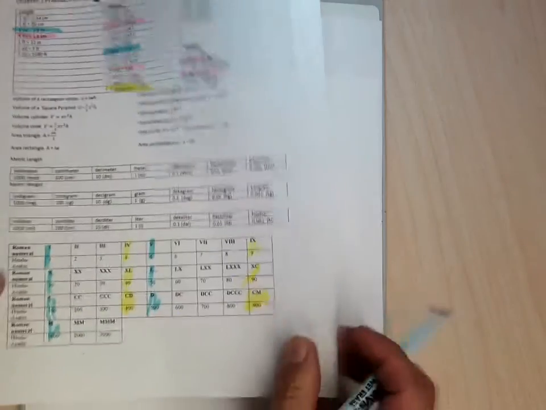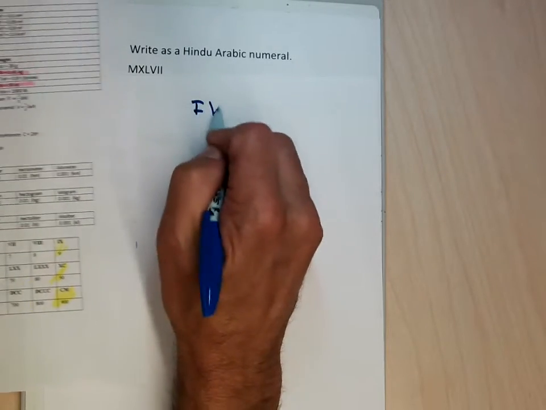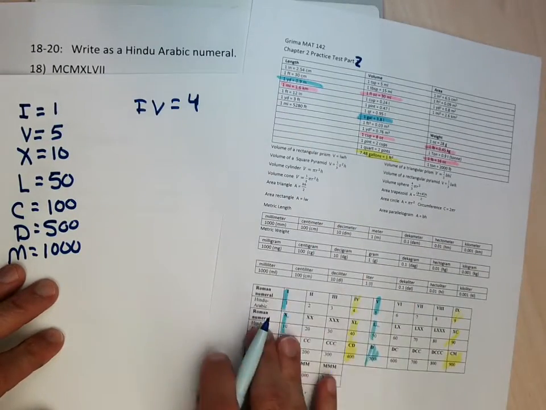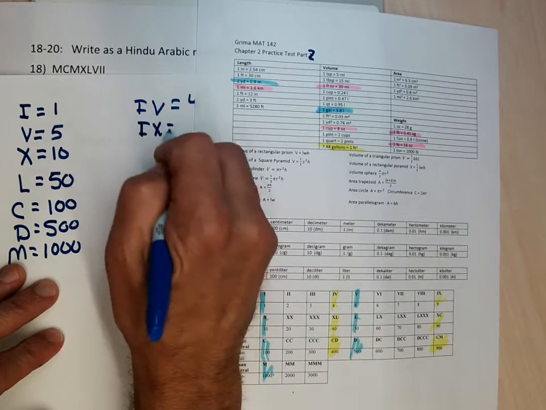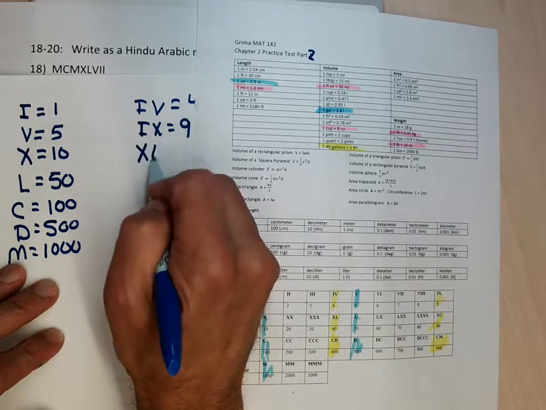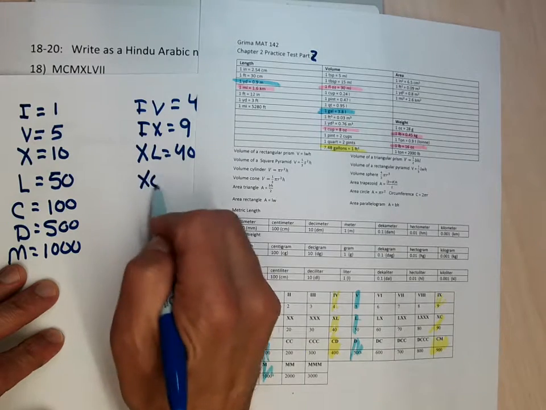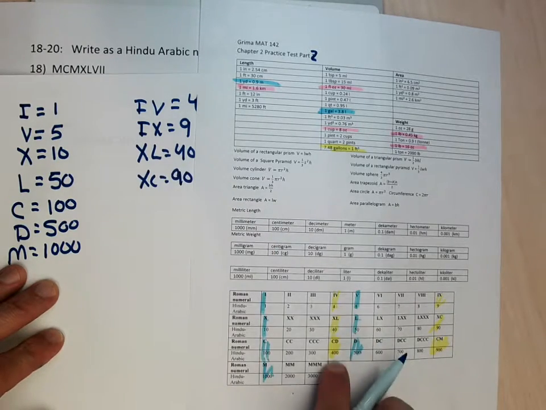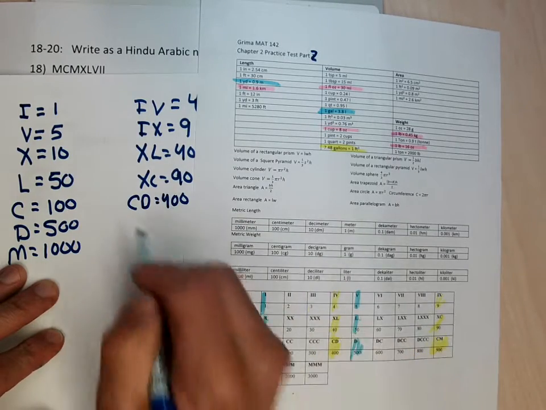And then from this chart, I need anything that's representative of a 4 or a 9. IV is equal to 4. IX is equal to 9. XL is equal to 40. XC is equal to 90. CD is equal to 400. And CM is equal to 900.